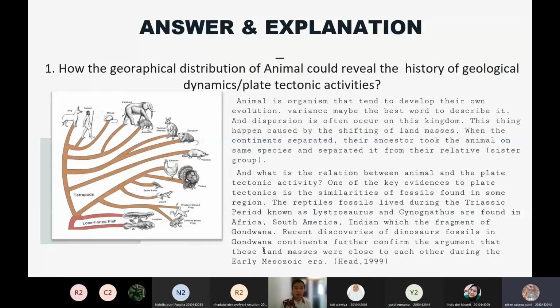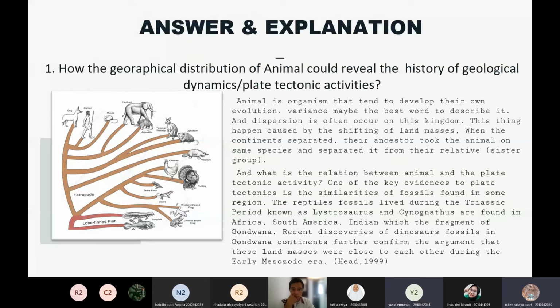And now the answer and explanation. Number one, how the geographical distribution of animals could reveal the history of geological dynamics or plate tectonic activities. Animals and organisms tend to develop their own evolution. Variance might be the best word to describe it. And dispersion often occurs in this kingdom. This happened because of the shifting of land masses when the continents appeared. The ancestors took some animal species and separated them from the relative ancestor group.